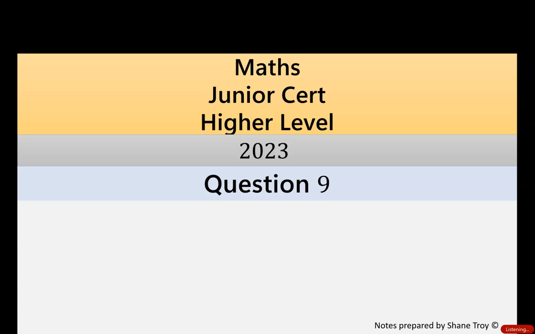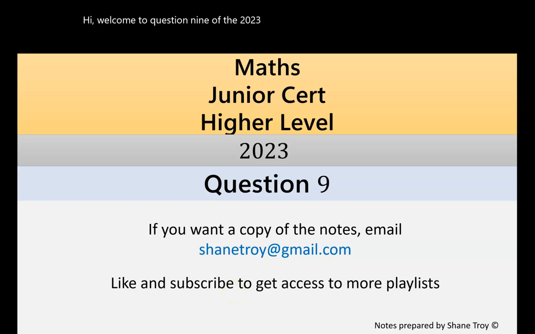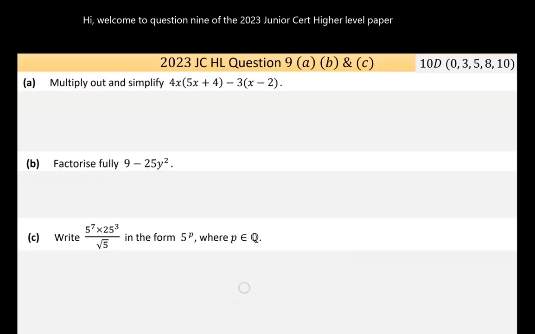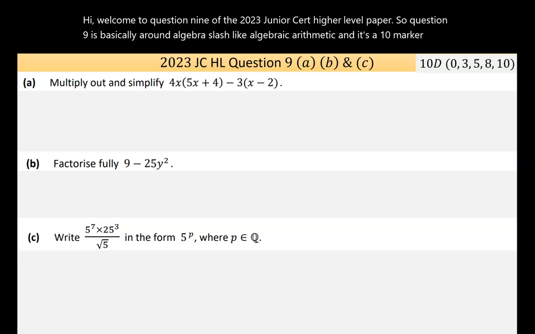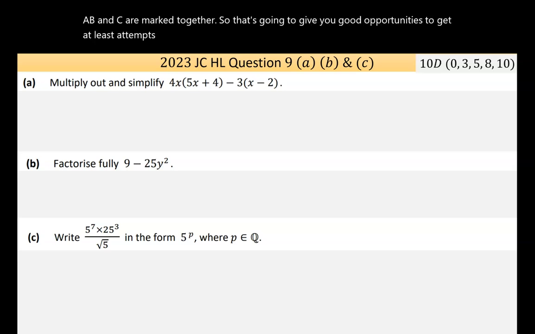Hi, welcome to question 9 of the 2023 Junior Cert Higher Level paper. So question 9 is basically around algebra, algebraic arithmetic, and it's a 10 marker. Parts A, B, and C are marked together. So that's going to give you good opportunities to get at least attempts or maybe up to the high partials. Okay, so hopefully you get full marks.